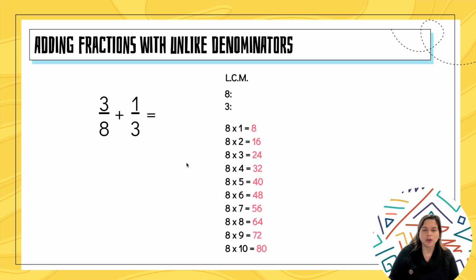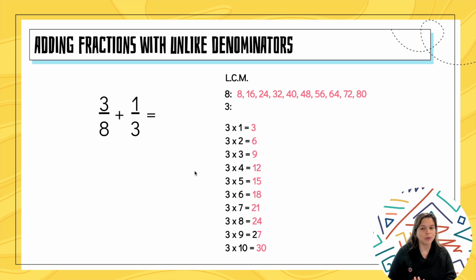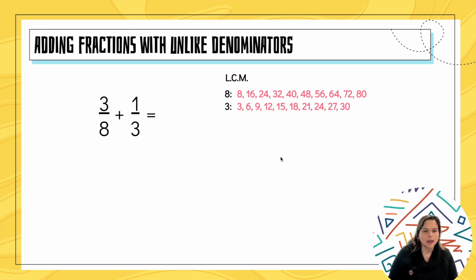So for number 8 it is going to be 8, 16, 24, 32, 40, 48, 56, 64, 72, and 80. I'm going to stop here. I'm going to check multiples for number 3 and see if we can find it. If we don't, we have to keep going until we find it. So for number 3, we have the multiples 3, 6, 9, 12, 15, 18, 21, 24, 27, 30. Perfect.